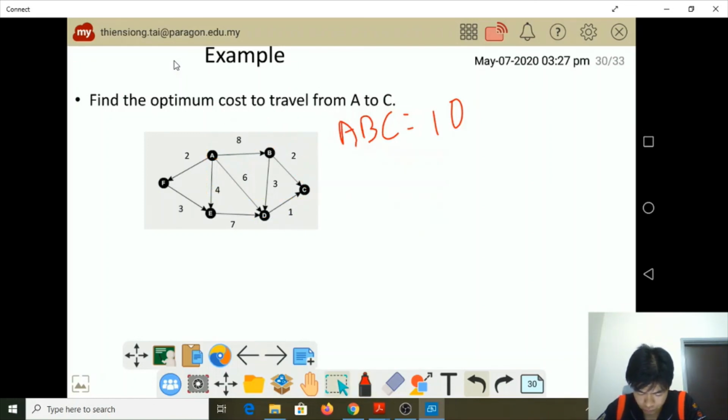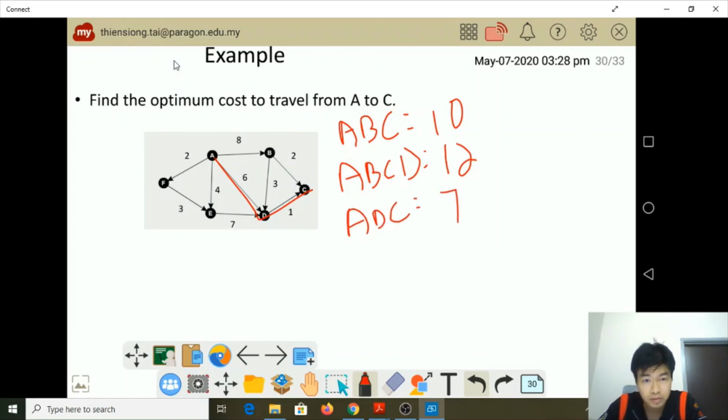If I go for ABDC, that is 12. We have to find the least cost, so this is not possible. If I go for ADC, ADC is 6 plus 1, which is 7. It seems this is a promising answer. Any other possible answer? You can do your mental calculation. So the final answer is we go from A to D to C. This is the optimum cost.